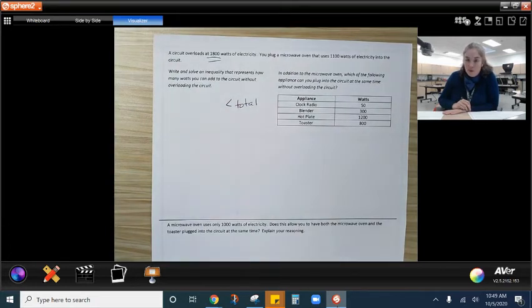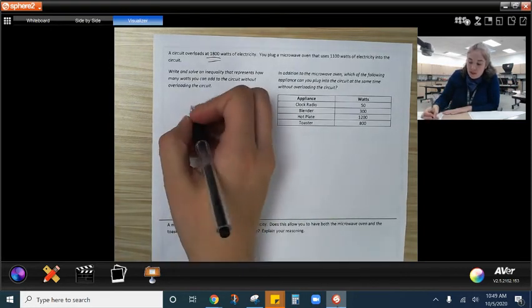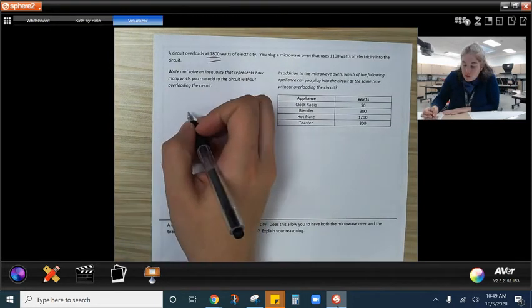Can it be equal to it, though, is the question. Can it be equal to it? What do you think? No. If it hits 1800, then it overloads and the circuit blows. So it cannot be equal to. So it has to be less than.